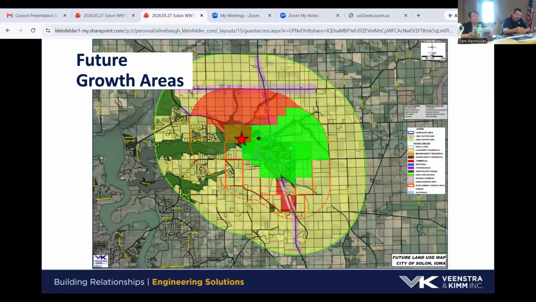There's also the future growth areas of Solon to take into account. Solon is a growing community and is projected to continue growing. We included a map that shows the little star, which is the existing wastewater facility, and then there's a big star for a potential future site that would also be able to serve those communities in red.